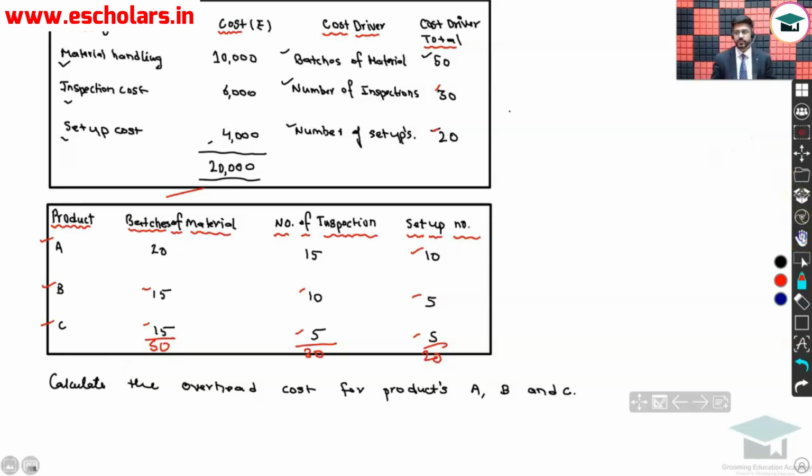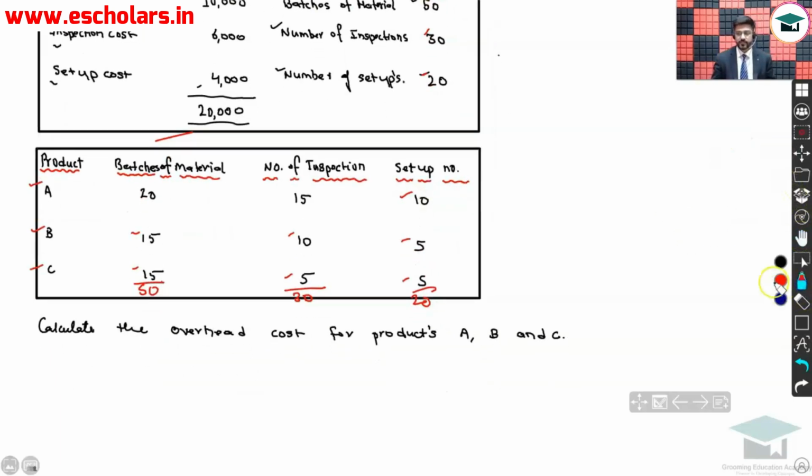Now what we need to do in this question is calculate the overhead cost. But sir, we already know the overhead cost, which is 20,000 rupees. Correct. However, we need to calculate the overhead cost for our products A, B, and C. This is my total overhead cost, and I need to divide it over my three products A, B, C using the activity based costing system.